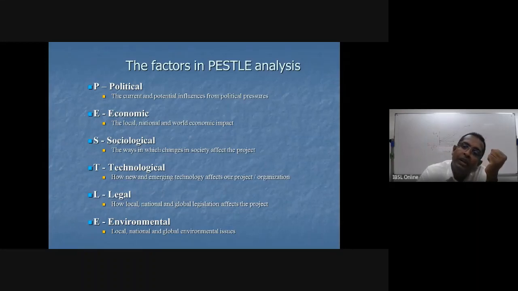Political pressure is a very, very tough pressure. Sometimes businesses have to close down from countries and leave. Then social pressure is also the same.